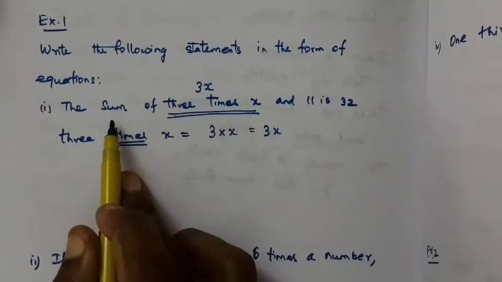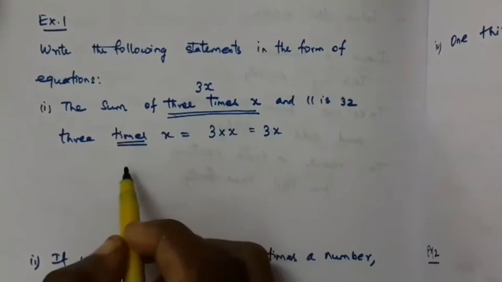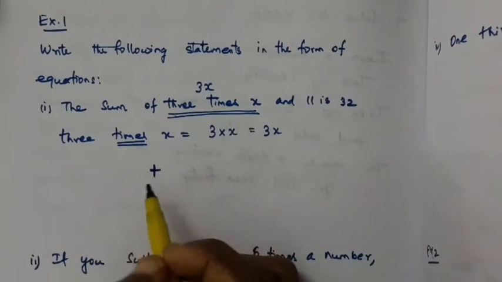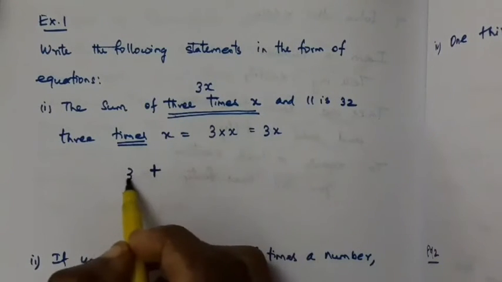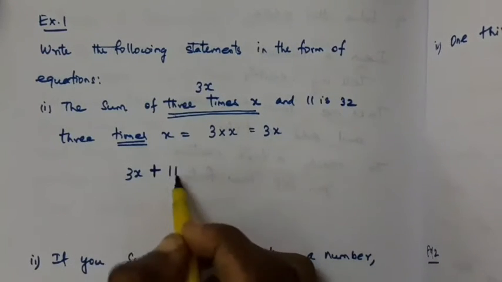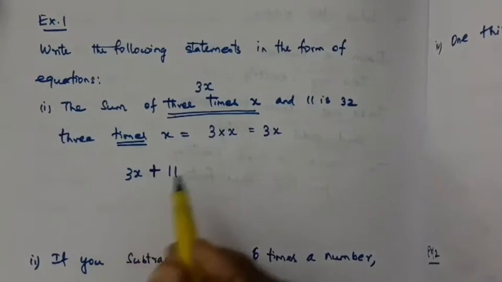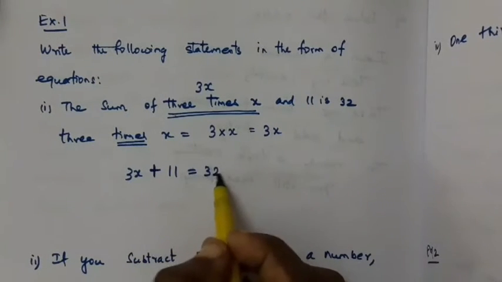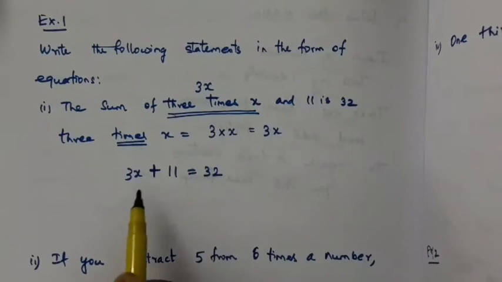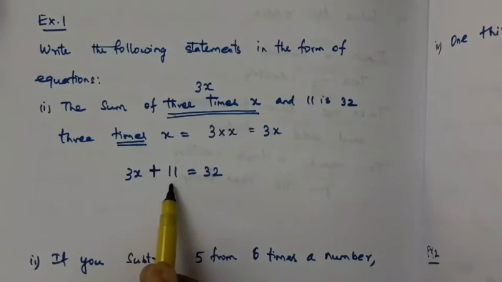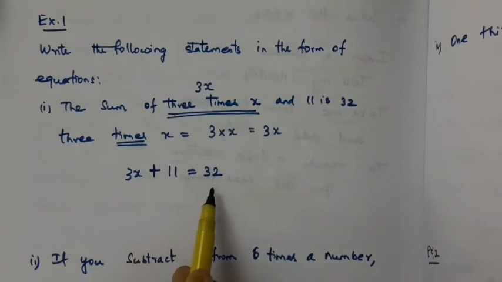What is the sum? It is addition. So the sum of, you are going to add two things. One is 3x, another one is 11. If you add this, it gives 32. So this is the equation. The sum of 3x, which is 3 times x, and 11. If you add these two, you will get 32. This is the statement given here.